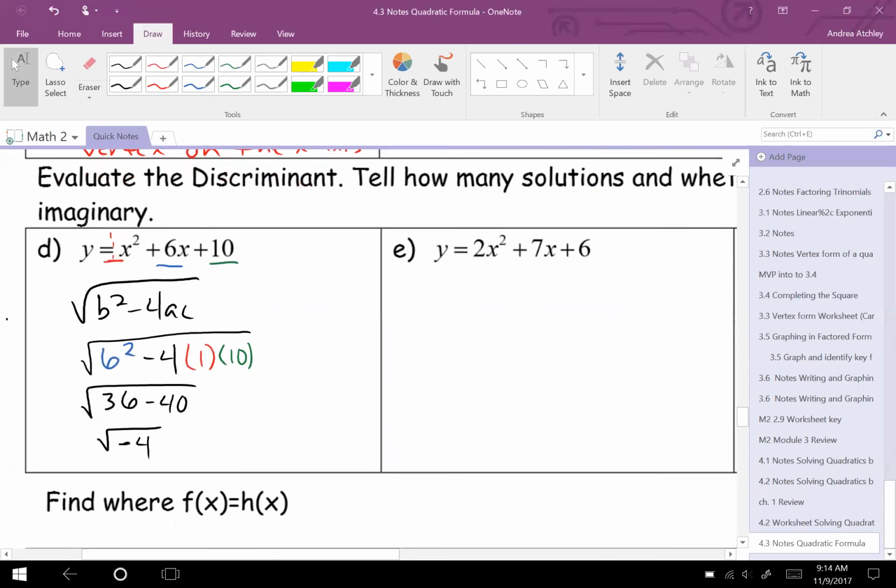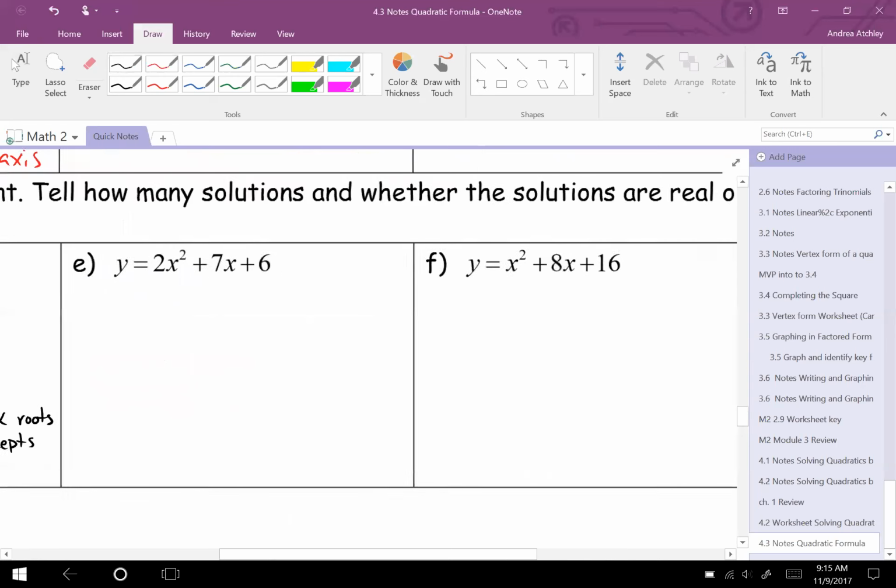So is that real or complex? Complex. 2 complex. Zero x-intercepts. So this will never cross the x-axis if I were to graph it. Any questions over that? Okay, can you guys do the next 2 on your own or in your pairs?